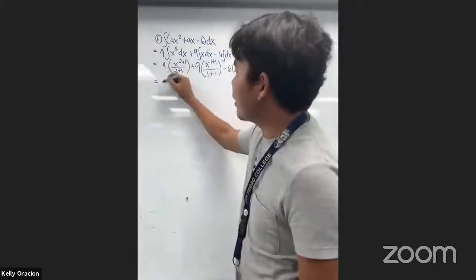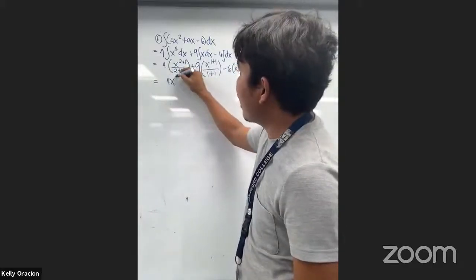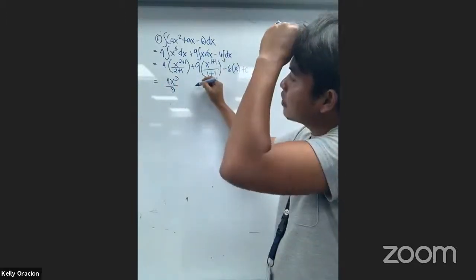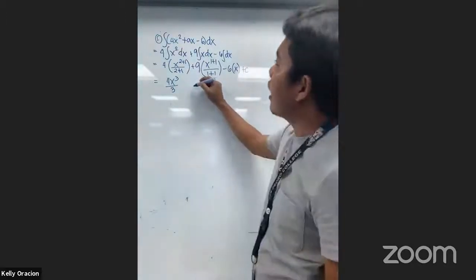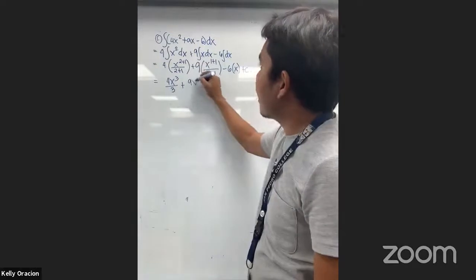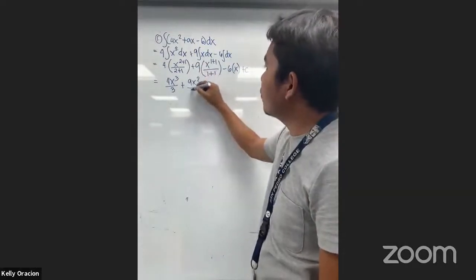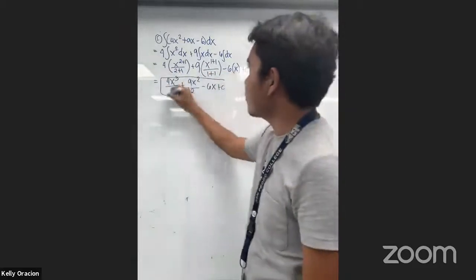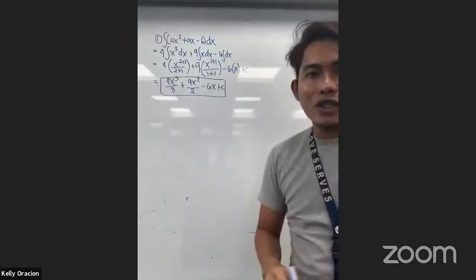So you have your final answer, 4x cubed over 3, plus 9x squared over 2 minus 6x plus c. And this is now your answer.